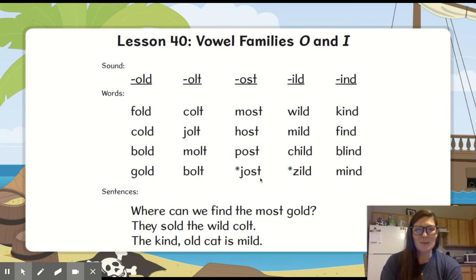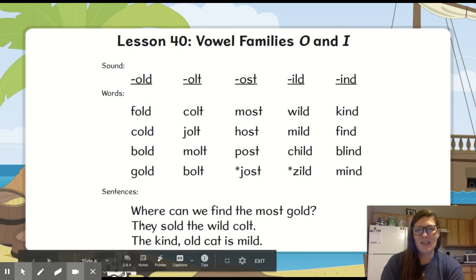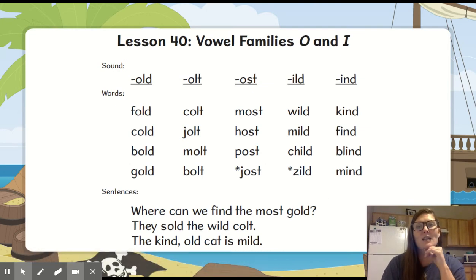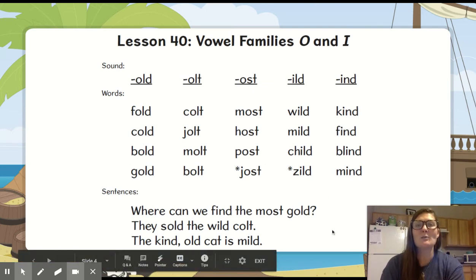Ooh, there's a nonsense word, right? How do we know? It's got the asterisk. Good. All right, most, host, post, jost. Okay, good. We will read the sentences tomorrow because they have the I vowel families in them, but let's go ahead and do some dictation since we skipped that part. Not on purpose, but I just missed it.